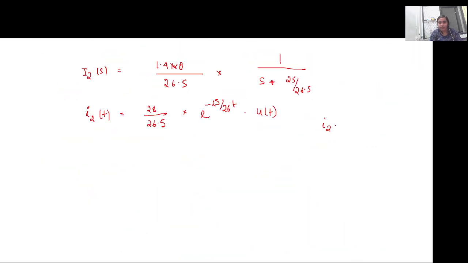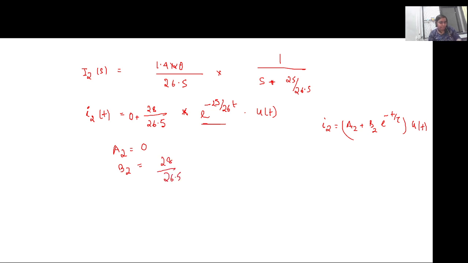In the question it is given I2 of t as a2 plus b2 e to the power minus t by tau into u of t. It is written like this, but in this case there is no constant here. Only the e to the power term is present, so it can be written as 0 plus like this, right? So a2 will be equal to 0, b2 will be equal to 28 by 26.5.